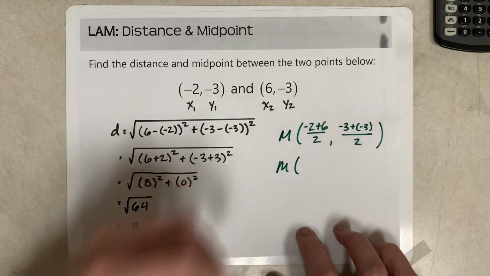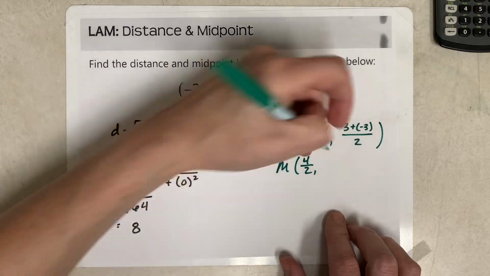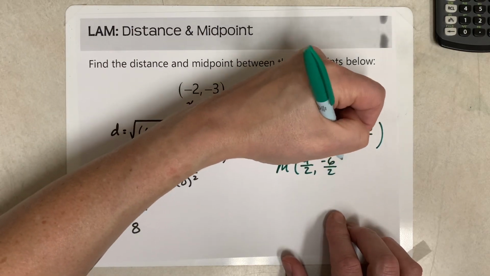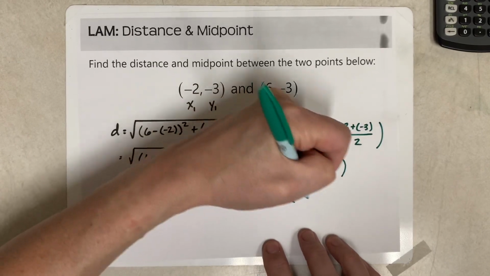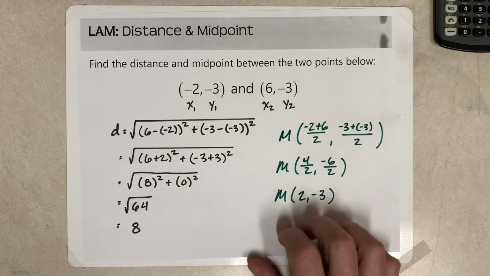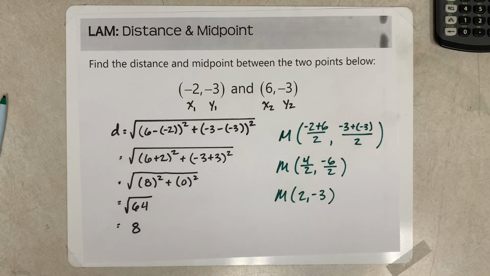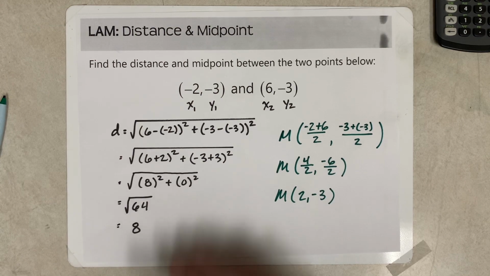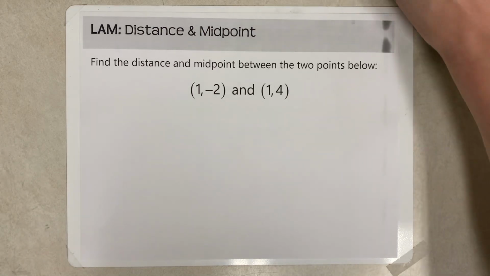So negative 2 plus 6 is 4 over 2. Negative 3 and another negative 3 is negative 6 over 2. And that's going to simplify down to a midpoint of 2, comma, negative 3. So a distance of 8, midpoint 2, negative 3. And that one is done. Okay, next example, we're going to do the same thing, but we'll probably start doing these a little bit quicker to kind of keep things moving here.